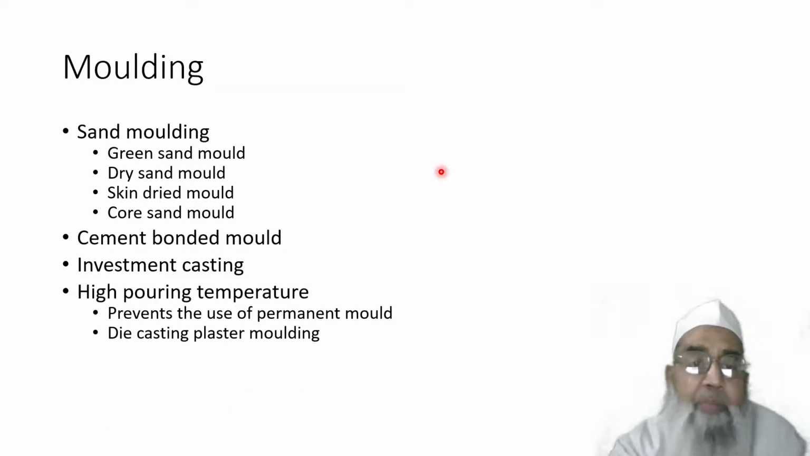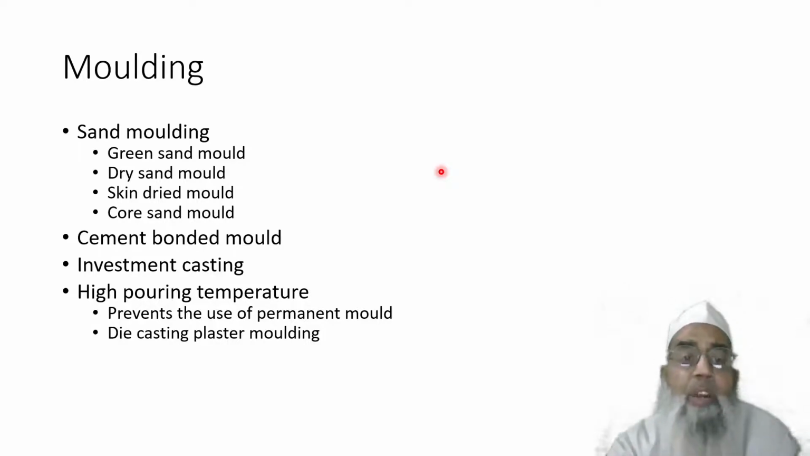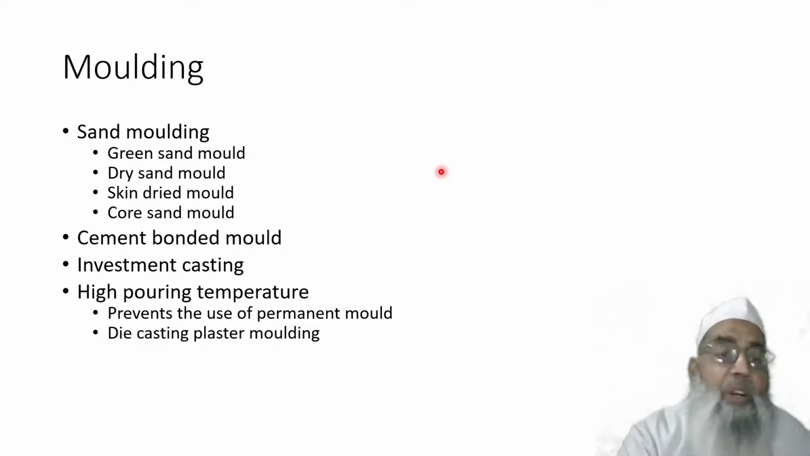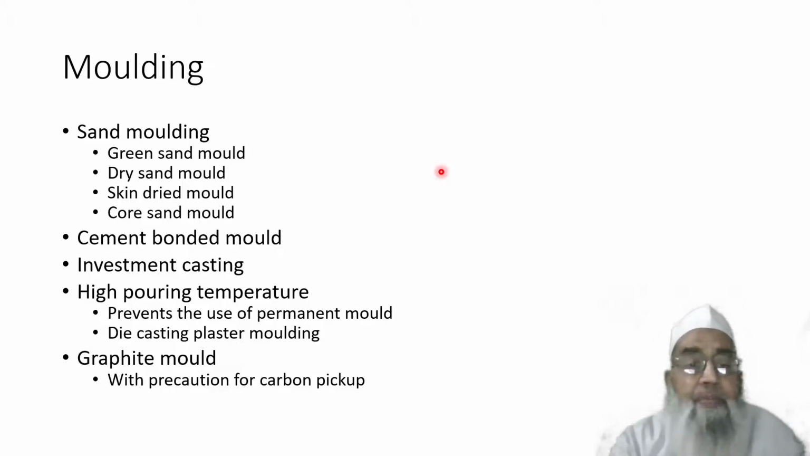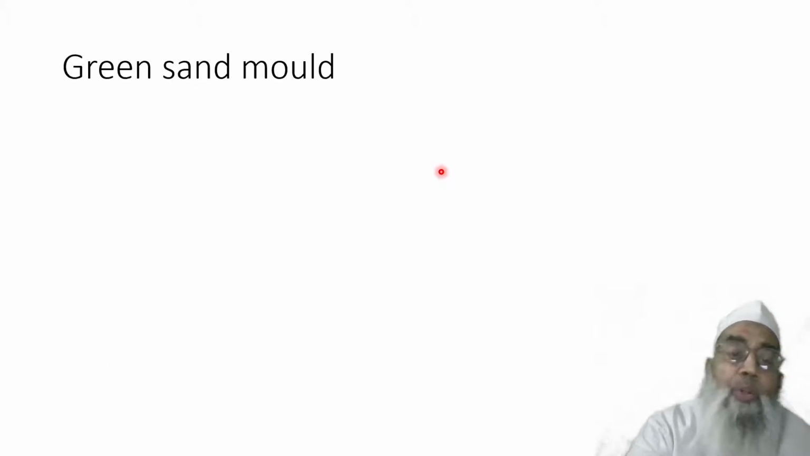High pouring temperature prevents the use of permanent molds, because the mold material would be affected. And what to say of plastic molding and plaster molding. Therefore, it is difficult to use permanent molds and die casting molds. However, graphite molds can be adopted, but we have to take precautions so that carbon pickup may be controlled.